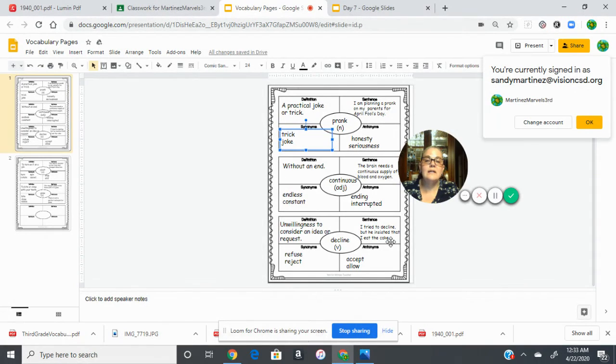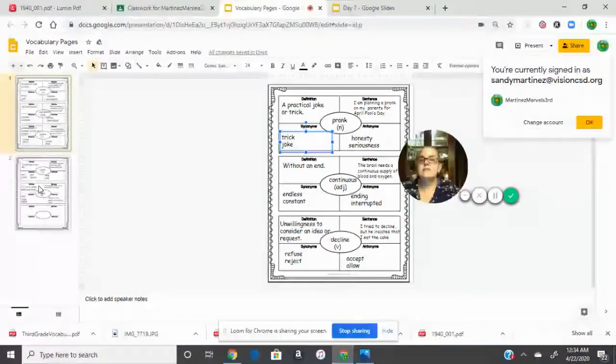The next word is decline, unwillingness to consider an idea or request. So you refuse to listen to anything else. So a synonym for decline is refuse or reject. An antonym, or the opposite, would be accept or allow. So if you refuse or reject, it's also the same as decline. I tried to decline, but he insisted that I eat the cake. So they didn't want to eat the cake, but somebody insisted, so he did.